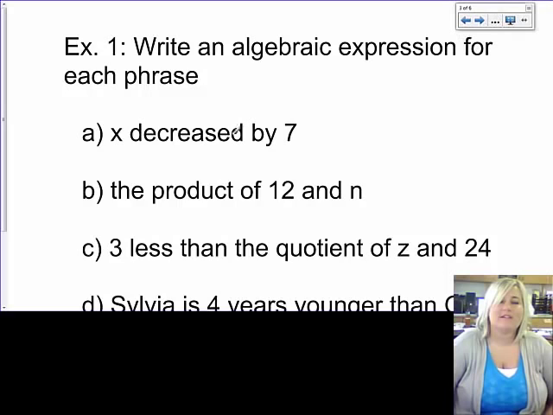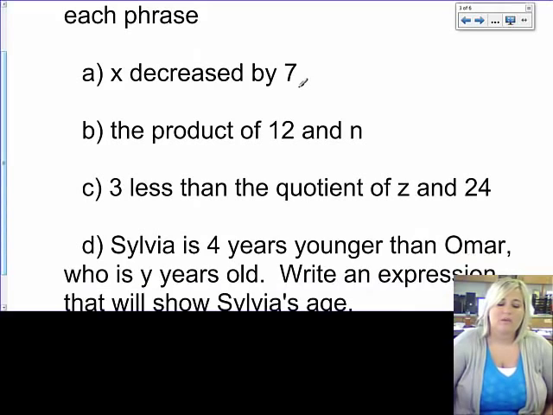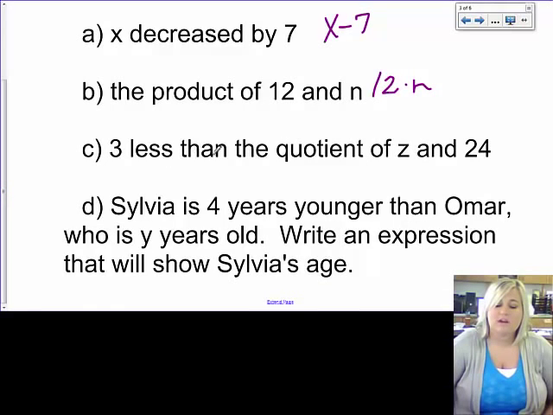So it says write an algebraic expression for each phrase. On A we have X decreased by 7. That means that we're decreasing by 7, so we're subtracting 7. So we would show this as X minus 7. The product of 12 and N, that means that we're multiplying, so we could show 12 times N. On C, 3 less than means that I am subtracting 3.